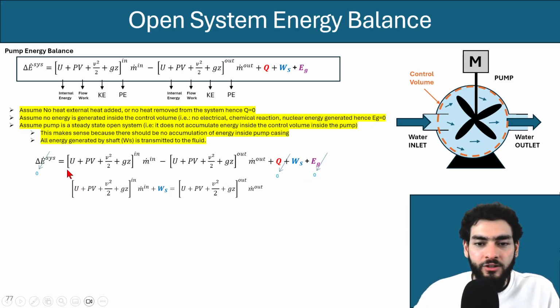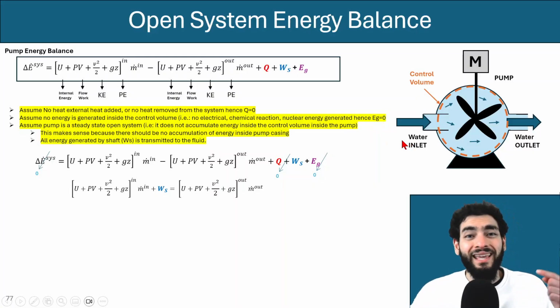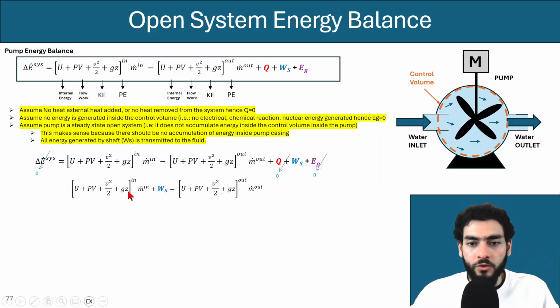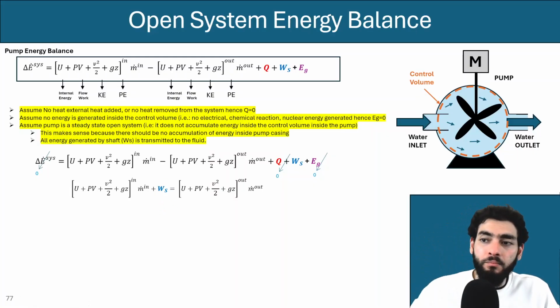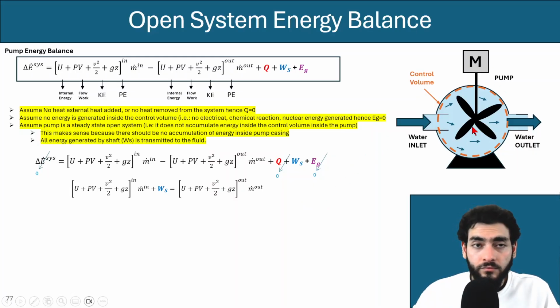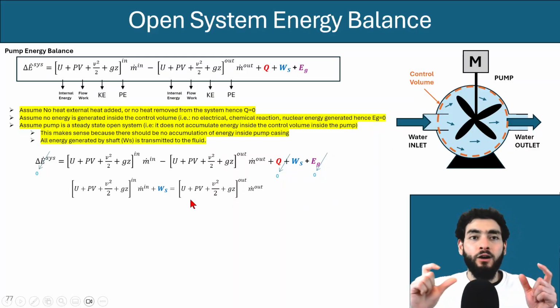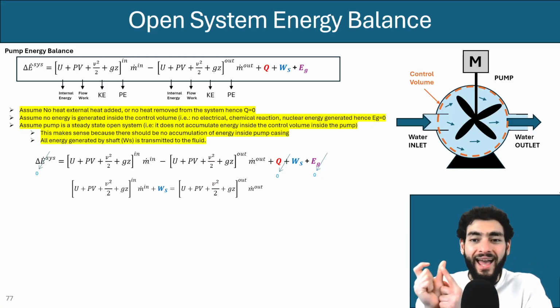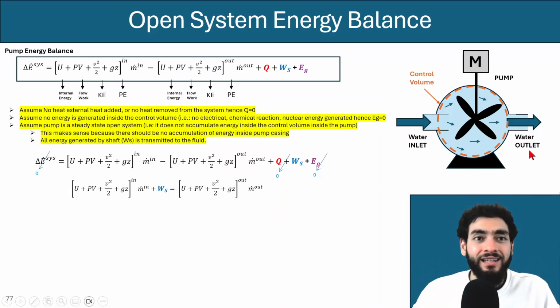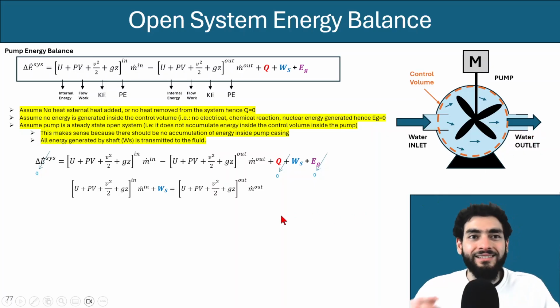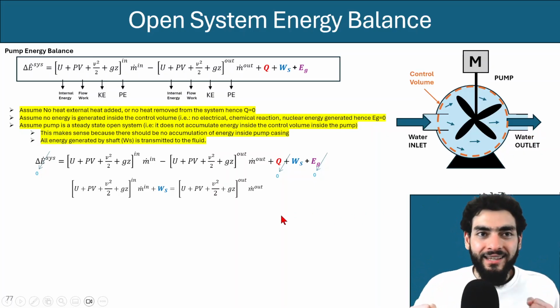Now, if you look at our energy balance, what we have is the energy of the fluid coming into the pump, which is represented by this term over here on the left-hand side. Now add to that the energy that's being added by the shaft inside the pump. Now the sum of both of them will have to equal the energy of the fluid leaving the system. And this is basically what this energy balance is telling us.